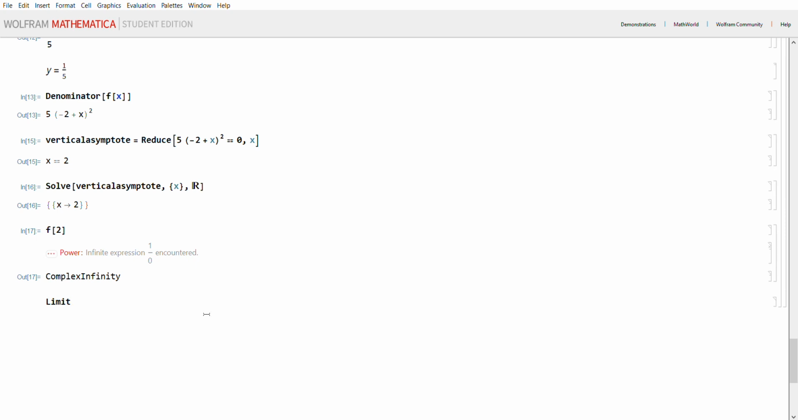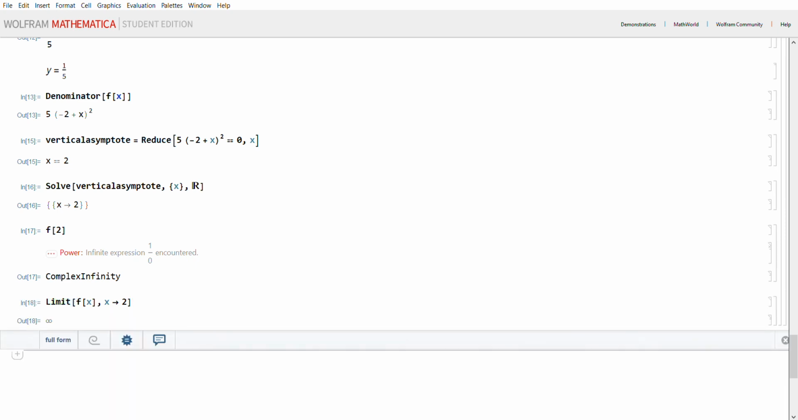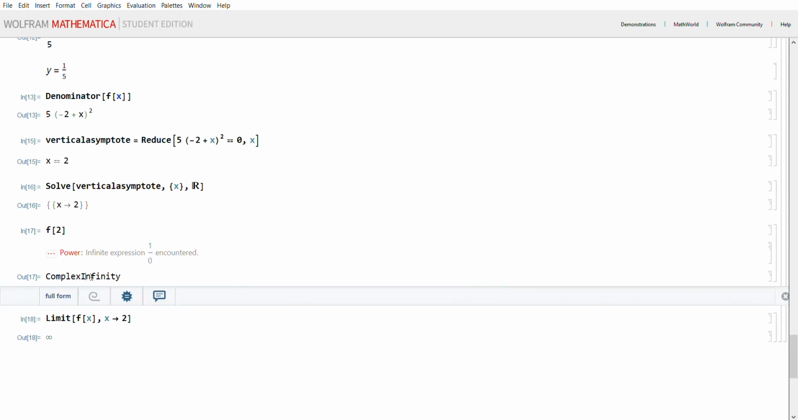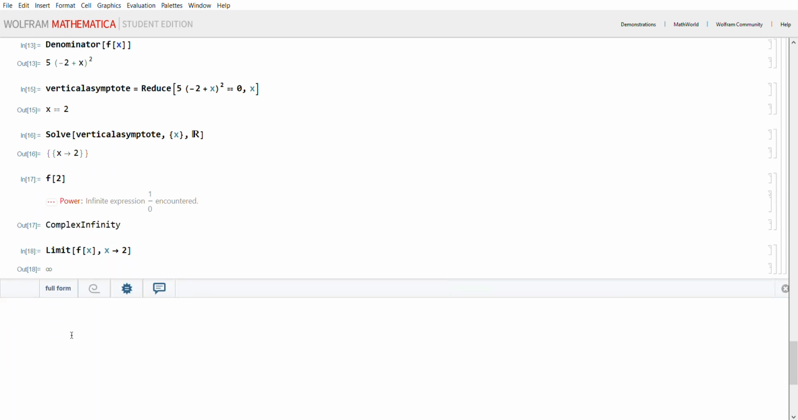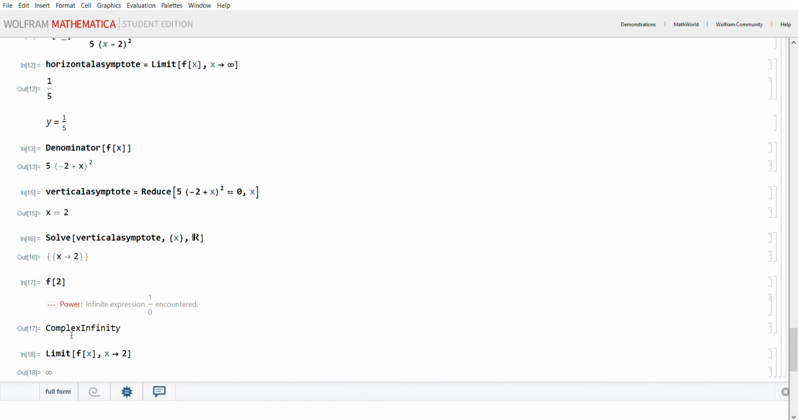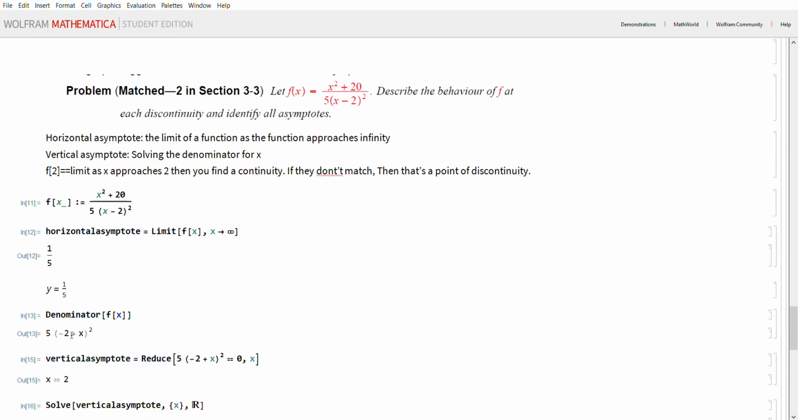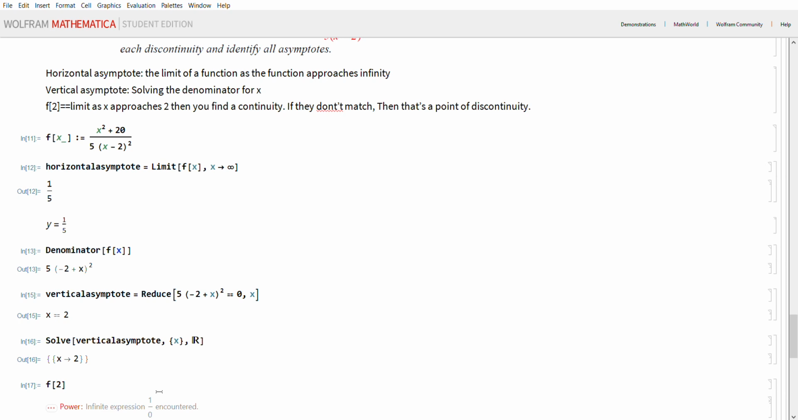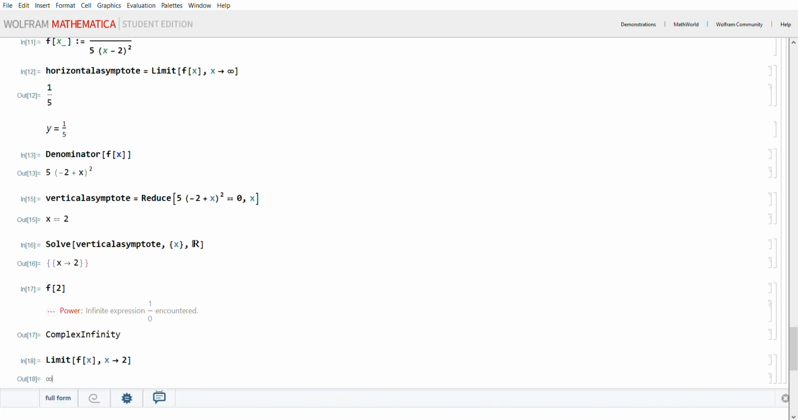But let's say we start with the limit and we're trying to find out if the limit as x approaches 2 matches the functional value of 2. So let's find the limit of f of x as x approaches 2. Close that bracket, shift enter, and you get infinity. Complex infinity and infinity are not the same thing. One is basically like saying undefined, and the other is infinity, which is different. And this was basically a brief tutorial on how you can find each asymptote of a function and whether it's continuous or not at a point, at a break of the graph. Thank you.